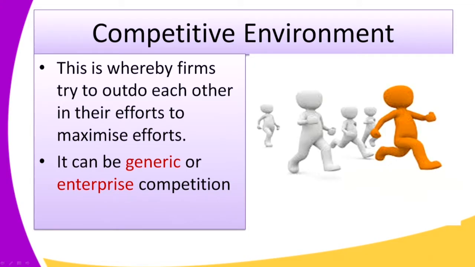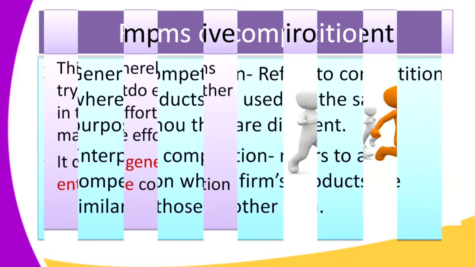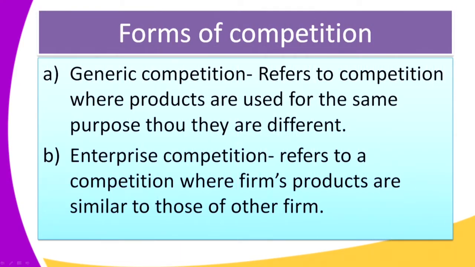Therefore, we can categorize competition into two. Competition can either be generic or enterprise competition. Generic competition refers to competition where products are used for the same purpose, though they are different. This kind of competition, we call it generic competition. So you may have two firms producing totally different goods, but those goods are produced to serve the same purpose. I'll give you an example of company A producing powder soap, and another one producing bar soap. You find that the two products are different, but you can use any of them to clean your clothes. So that is generic competition.